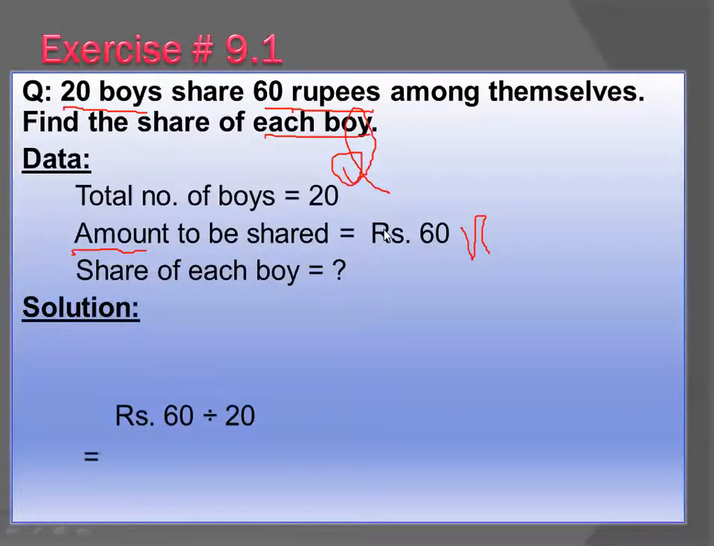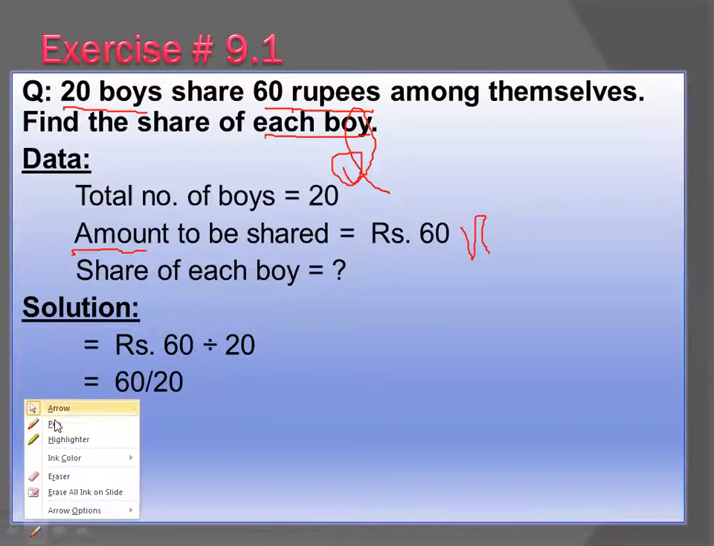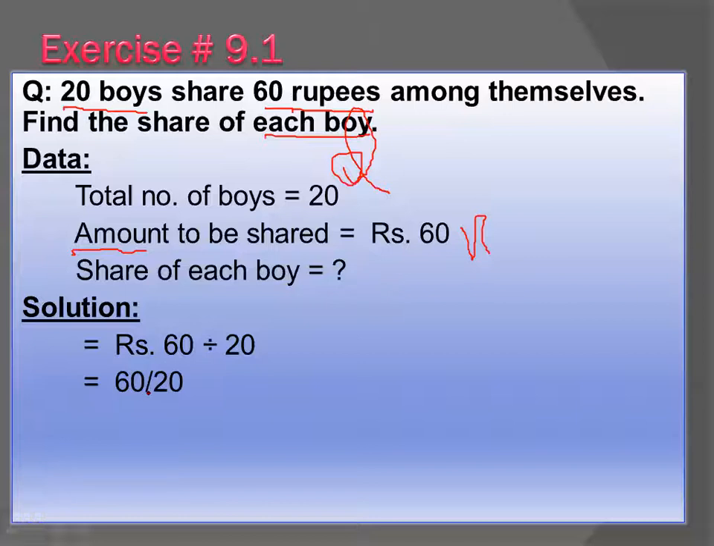So what will be the solution here? Rupees 60 divided by 20, or you can write it in this form, 60 upon 20. Please do not write 20 upon 60. That is absolutely wrong. So 60 upon 20 is the right way to write it. We have to reduce it, as you know. 20 ones are 20 and 20 threes are 60. That's it. So what will be the answer here?